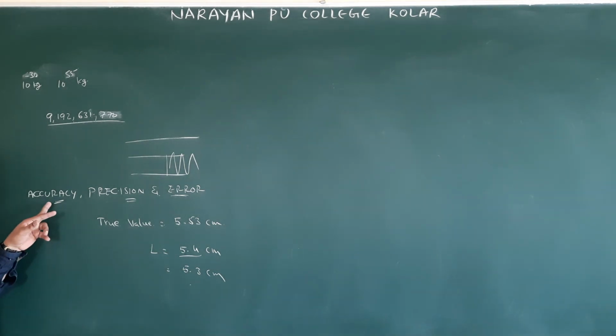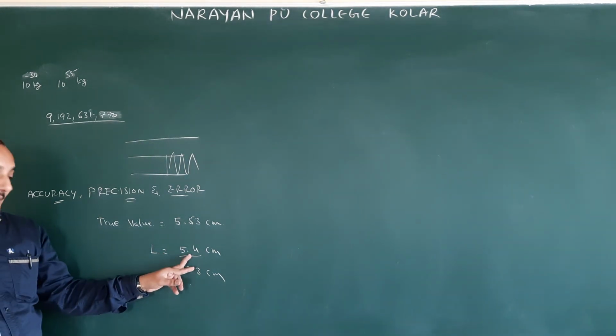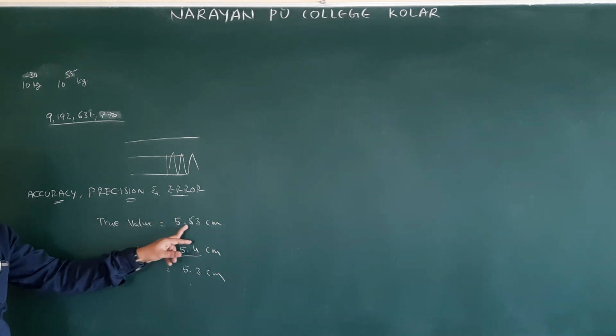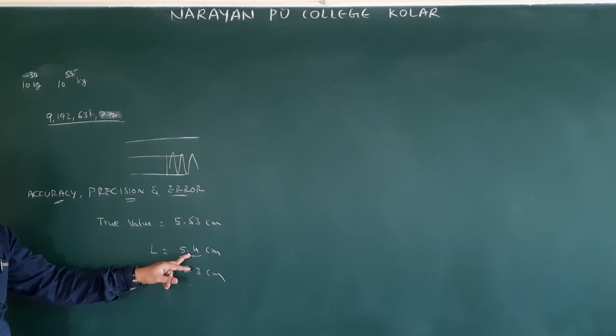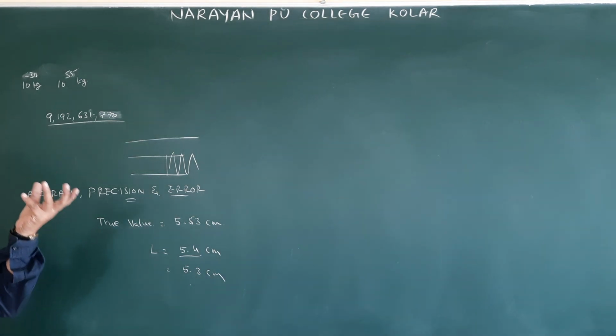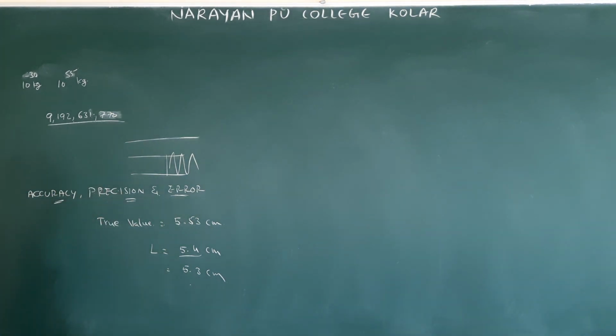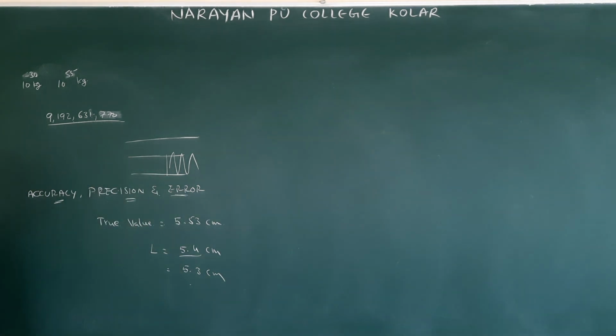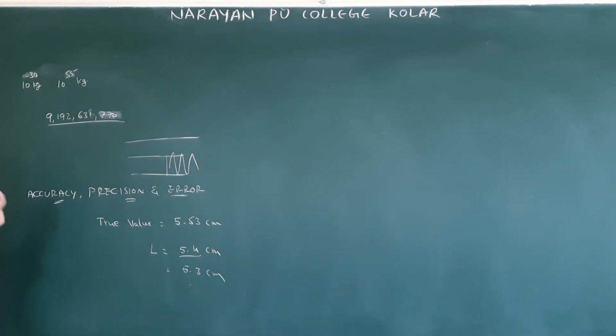How are we saying that? I am going to give the accuracy definition. Just an example: 5.3 is there, 5.4 is there, but the true value is 5.53. Therefore, which is close to the true value? That value is the accurate value. That is only the definition. So how close the measured value is to the true value is called accuracy. Understood?